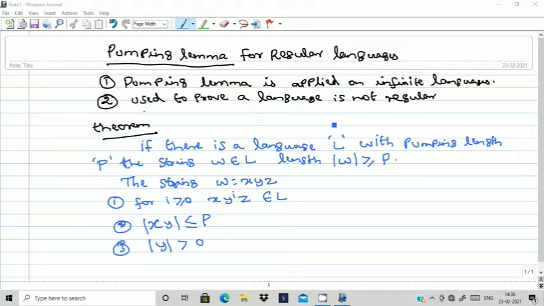In condition number 2, the length of the components x and y should be less than or equal to the pumping length. The next condition is that the length of y should be greater than 0. If any one of these three conditions is not satisfied, then the language is not regular.